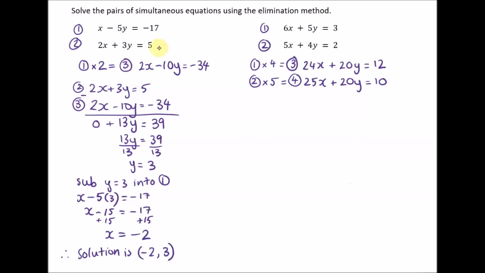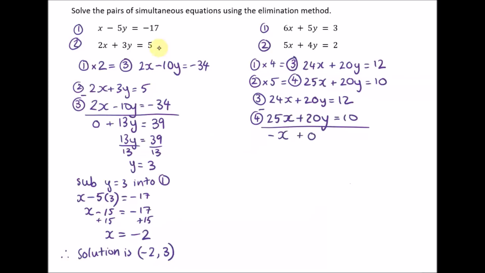So we stack up our equations. Equation number 3 on the top, 24x plus 20y equals 12. And equation number 4 is 25x plus 20y equals 10. And we just need to decide whether we'll add or subtract. They have the same signs, so we need to subtract. 24x minus 25x is negative x. 20y minus 20y is 0. 12 minus 10 is 2. So we have negative x equals 2. If we divide both sides by negative 1, we're left with x equals negative 2.